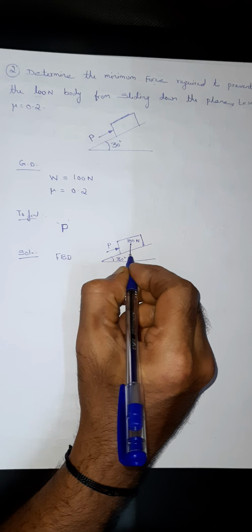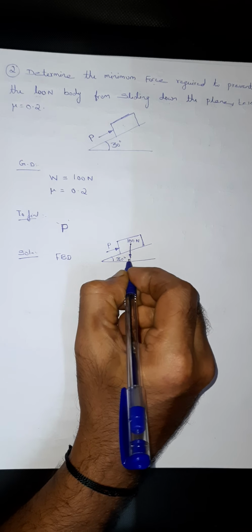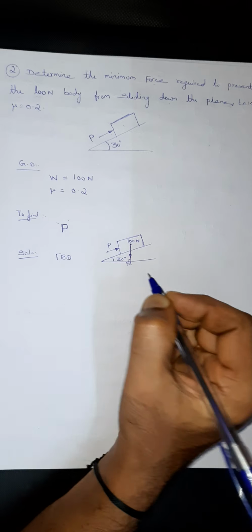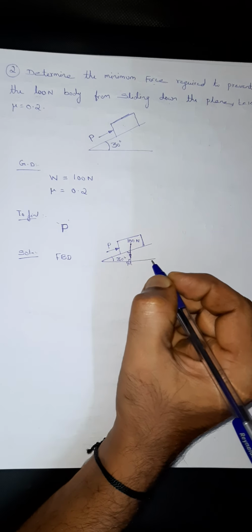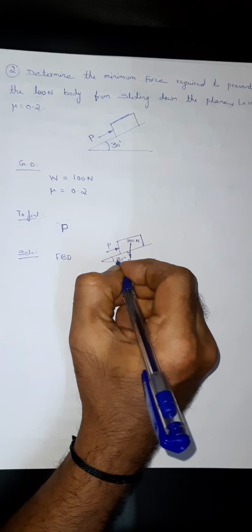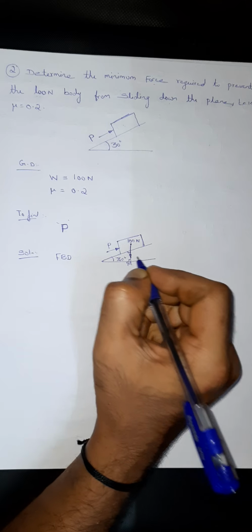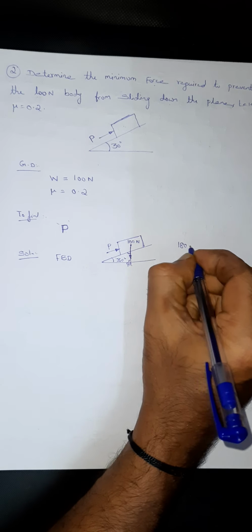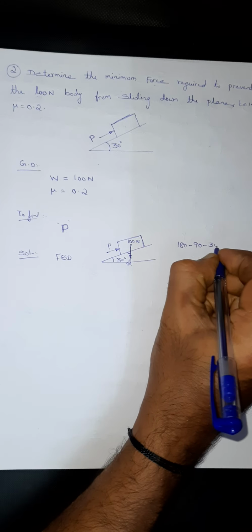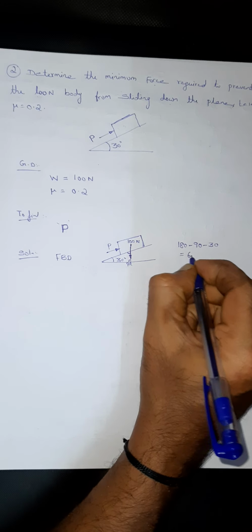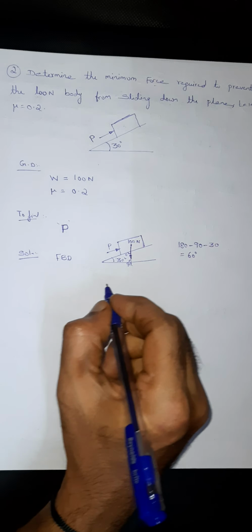When the weight acts vertically downwards, this is 90 degree. This is perpendicular. Then what about this angle? See, the total internal angle of a triangle is 180, right? So 180 minus 90 minus 30, which equals 60 degree. Therefore, this is 60 degree.